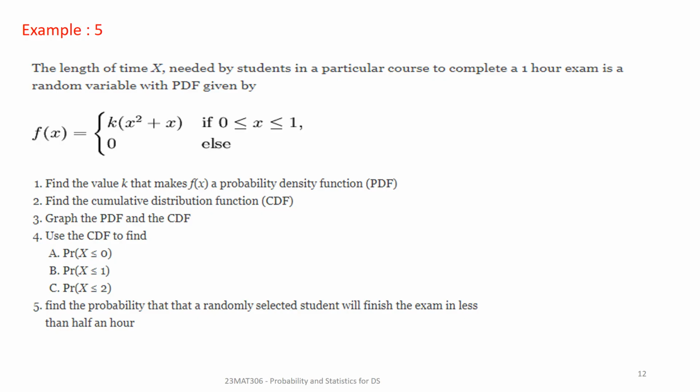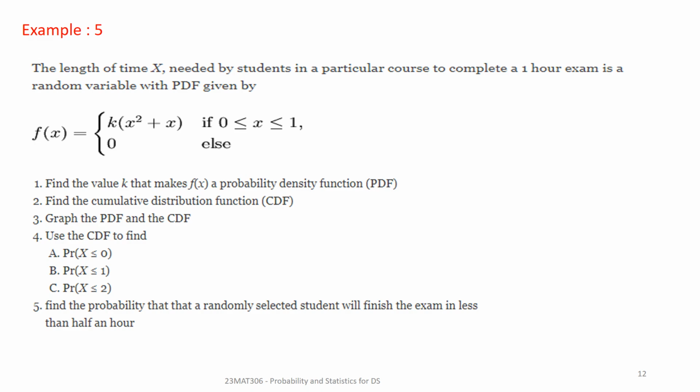The length of time x needed by students in a particular course to complete a 1-hour exam is a random variable with probability density function given by f of x equals k times x square plus x if the value lies between 0 and 1, and 0 elsewhere. So we find the probability density function to find the value of k, that is, the total value is equated to 1.